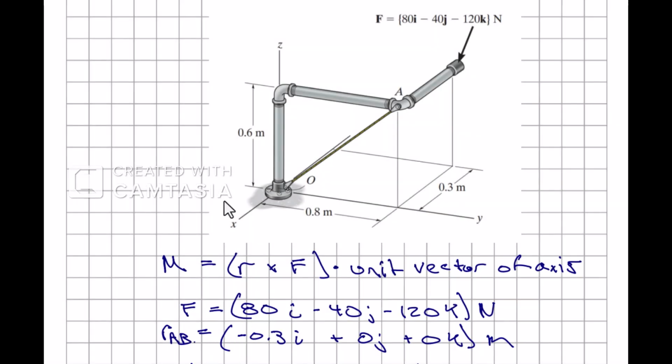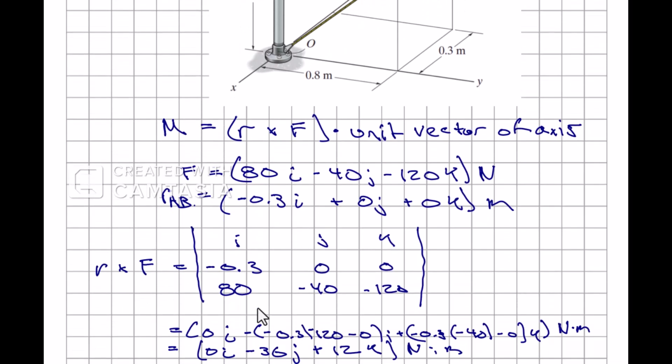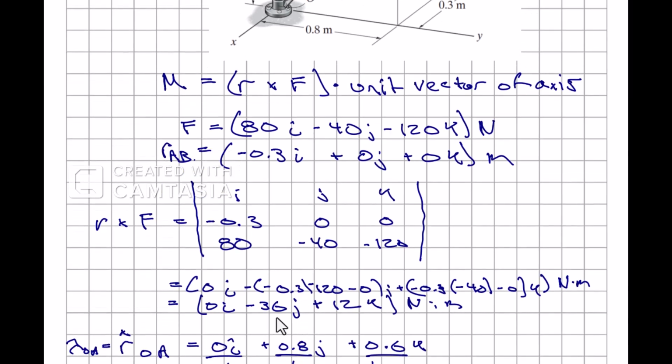All right, so let's do the first one here. And we have the force, which is given. The position vector from A to B is going to be minus 0.3i plus 0j plus 0k, okay? Because it's just going along that x-axis. So that is much easier than going from O to B. All right, so then we're going to do the cross product of that. Okay, again, make sure you have r crossed F and don't switch them. i, j, k, and then this results in 0i minus 36j plus 12k newton meters.